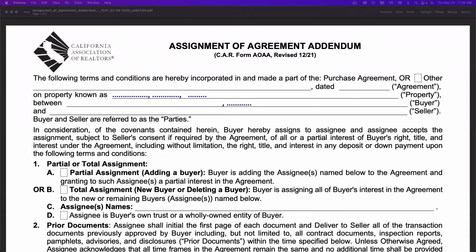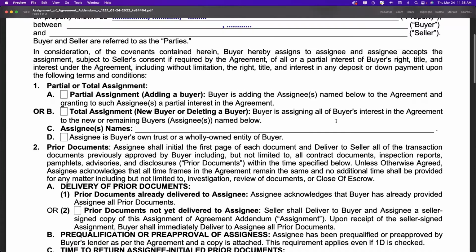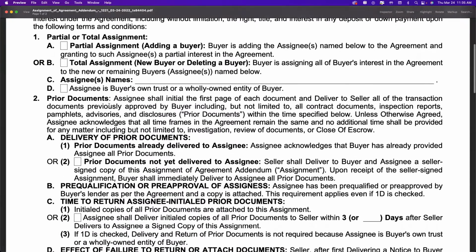That's what it's for. It's for adding a buyer, it's for removing a buyer, and it's for assigning the entire transaction from one buyer to another. Okay? The following terms and conditions are hereby incorporated to be a part of the purchase agreement or other agreement, whatever it may be. Whatever the date of that agreement is, the property address, the buyers and sellers' names.